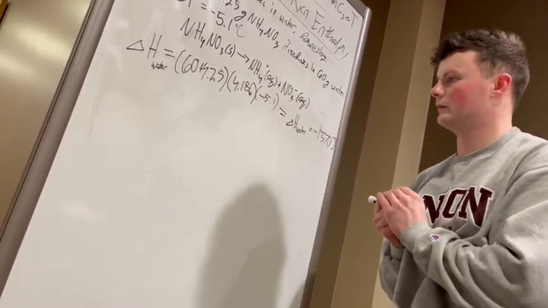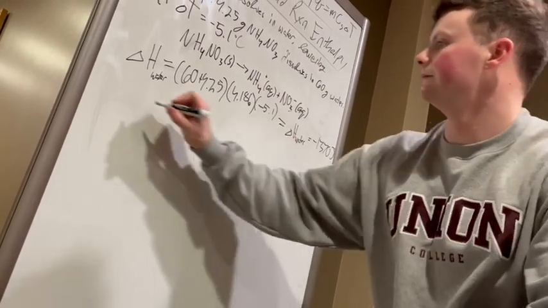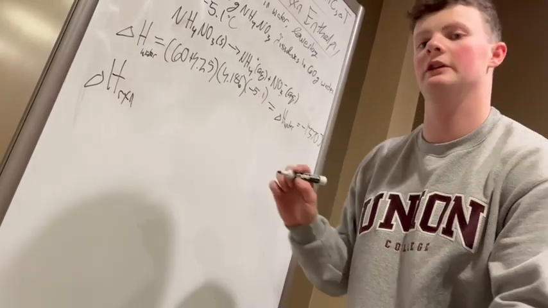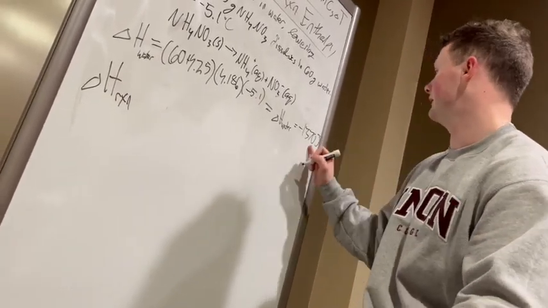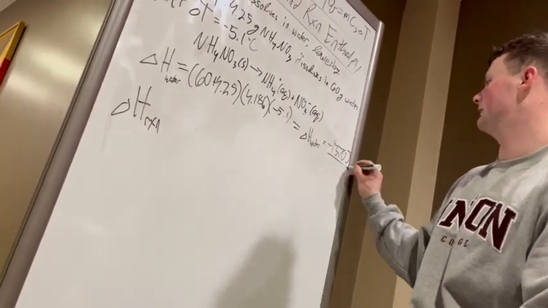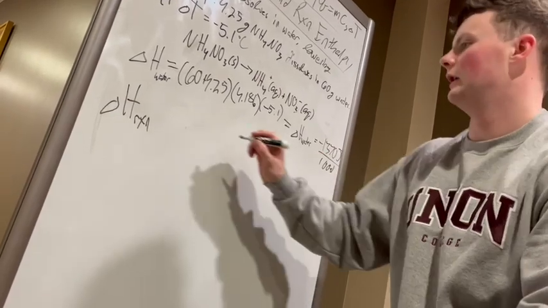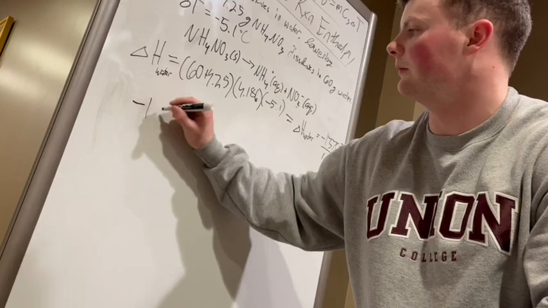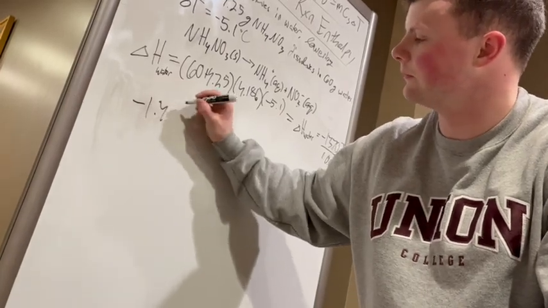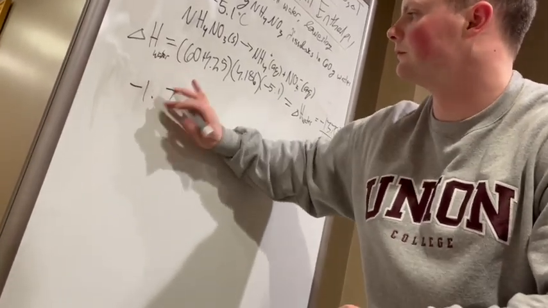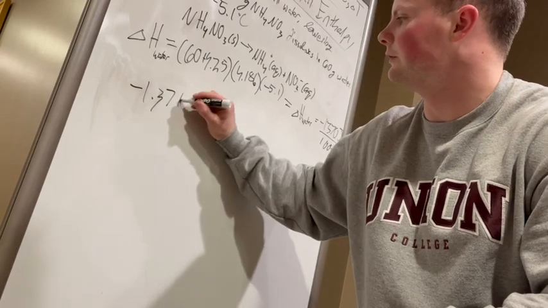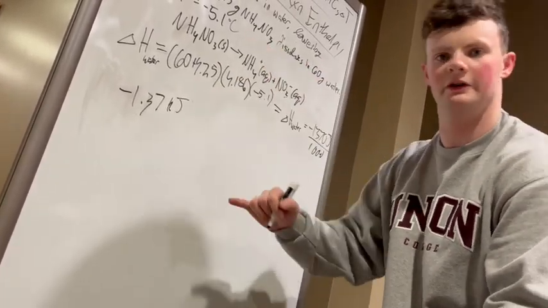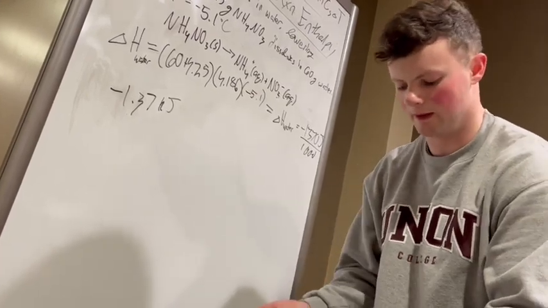And so our final answer is always going to be in kilojoules per mole. So we're going to convert this to kilojoules, which is simply divide by 1,000. And we get negative 1.37 kilojoules. It should be 2 sig figs clearly because of the 5.1, but we're adding 1 just for better calculations.